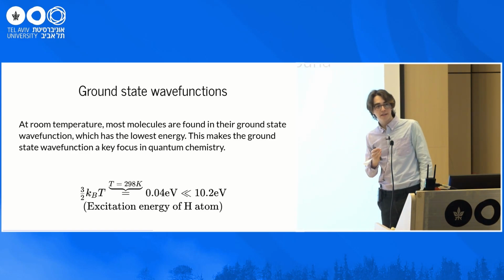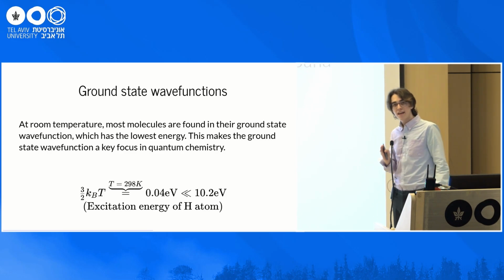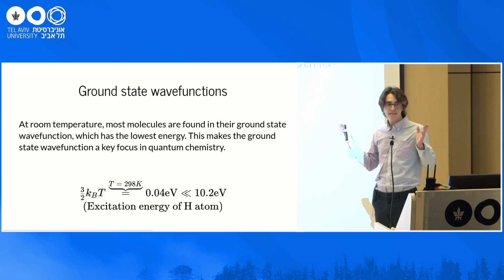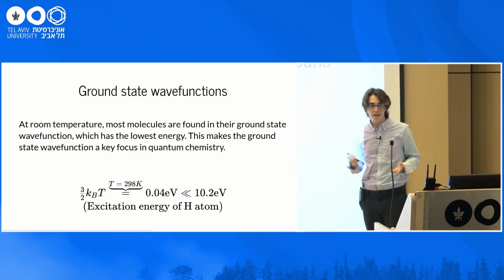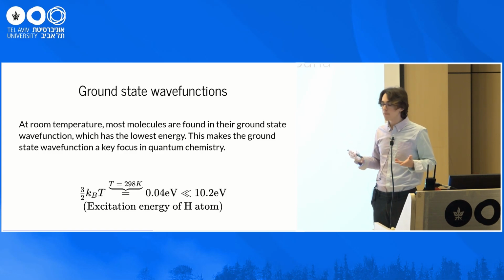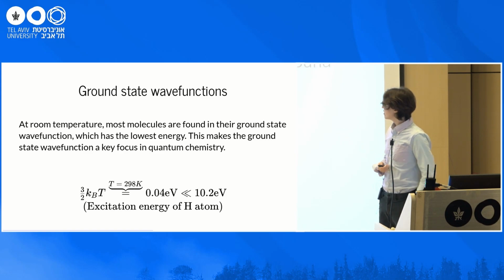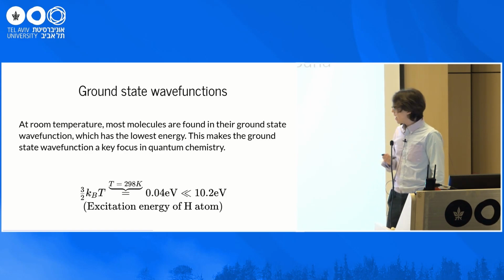In quantum chemistry, something of interest to us is the ground state wave function of systems. This is essentially the state of the system which has the lowest amount of energy. And this is of interest because usually at room temperature, and also sometimes at lower temperatures, the molecules and systems that we talk about are in this lowest energy ground state wave function. So it is of interest to us to find it somehow.